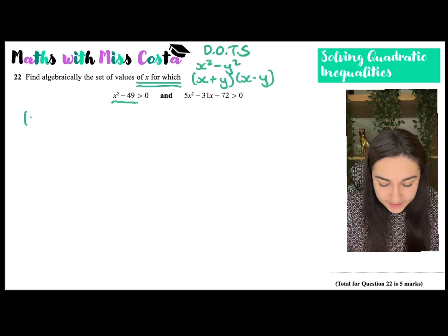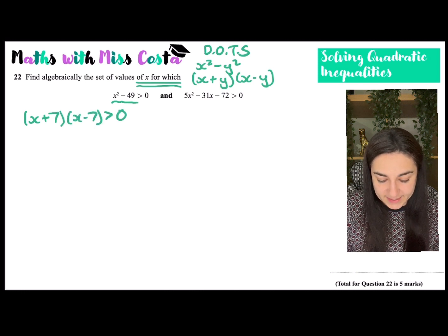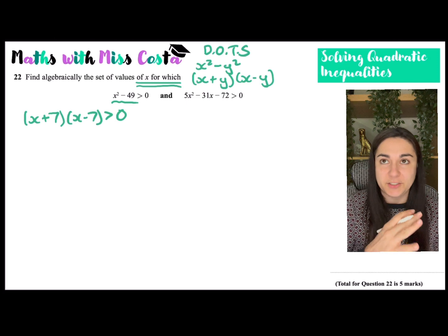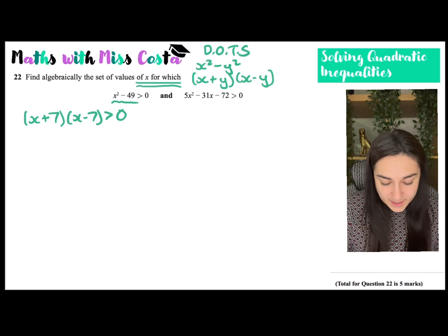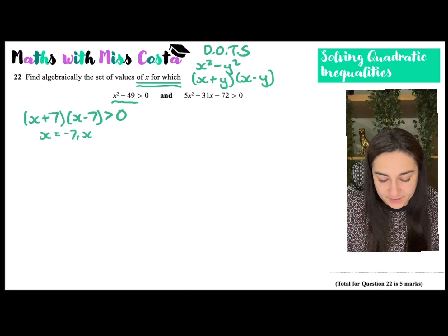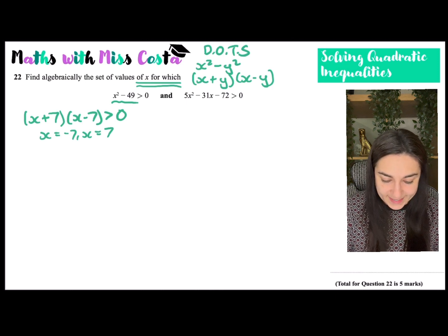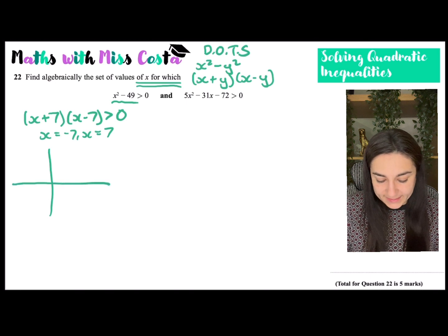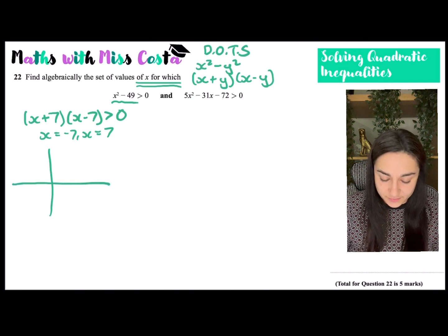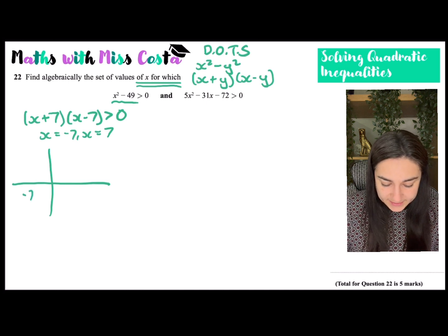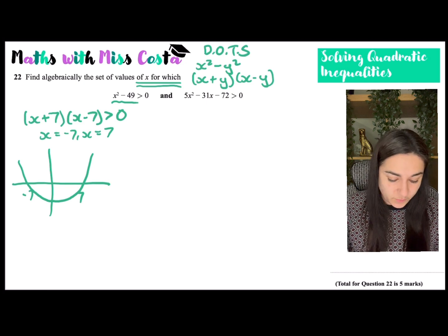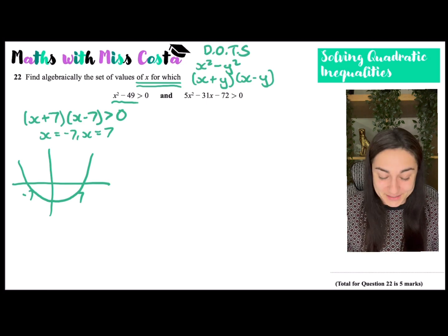So in this case, I know it's going to be (x + 7)(x - 7) must be greater than 0. So if this was just a normal quadratic, not an inequality, the solutions would be x is -7 and x is 7. And what I want to do is just draw myself a quick sketch so I can figure out where exactly this graph, where the y values would be greater than 0. So I've got -7 here and 7. I'll just draw a quick quadratic. It's just a sketch. You don't need to worry about anything. Just literally draw the sketch.